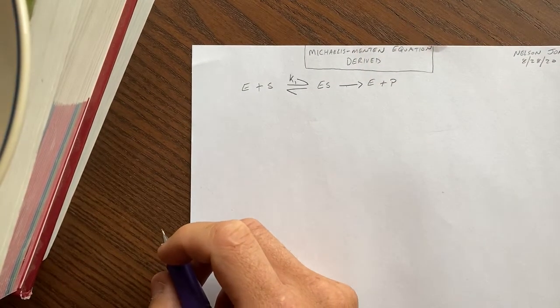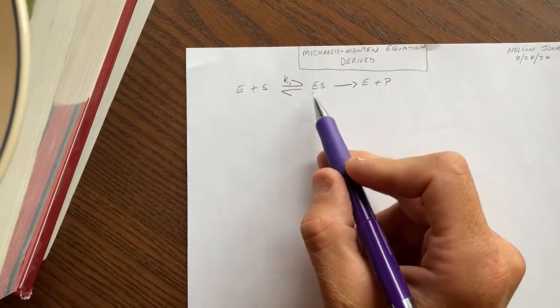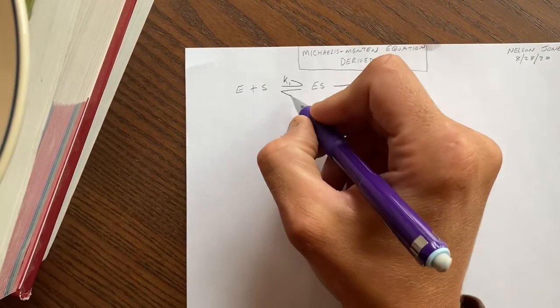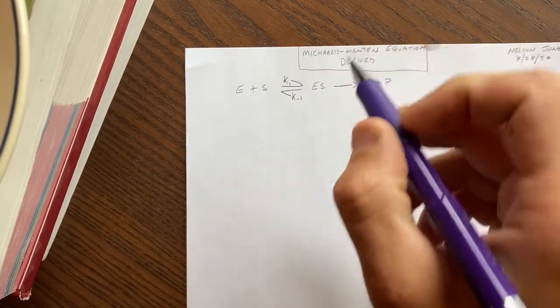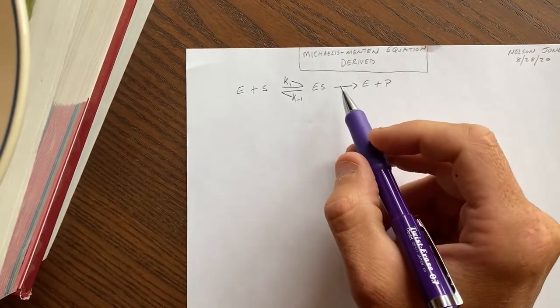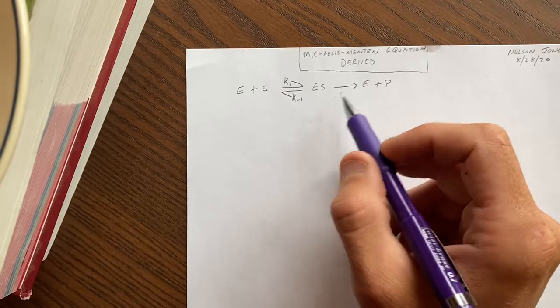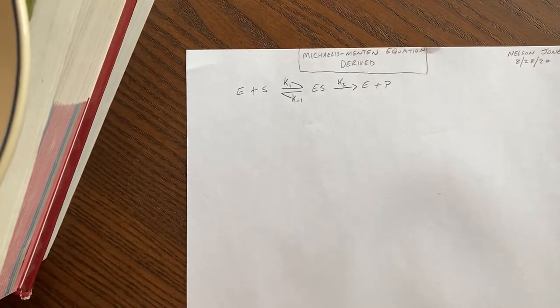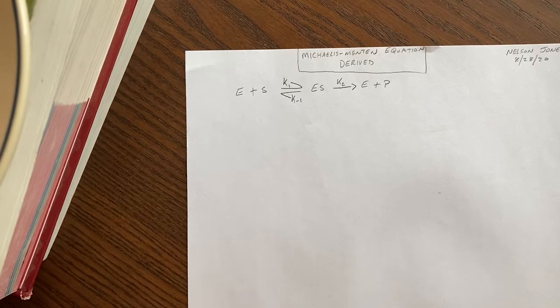We're going to denote our enzyme substrate dissociating back into enzyme and substrate as K-1. And then our enzyme substrate dissociating into enzyme and product as K2. So there's our simple equation.